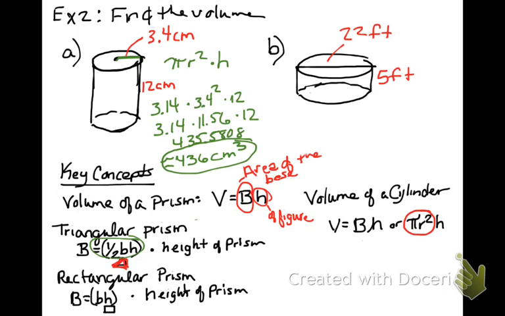B. Let's try it again. We have pi, which is 3.14, and then we have r. 22 is a diameter. So r is half of 22, which is 11. So it's going to be 11 squared times the height, which is 5 feet. So that's going to be 121 times 5 times 3.14.